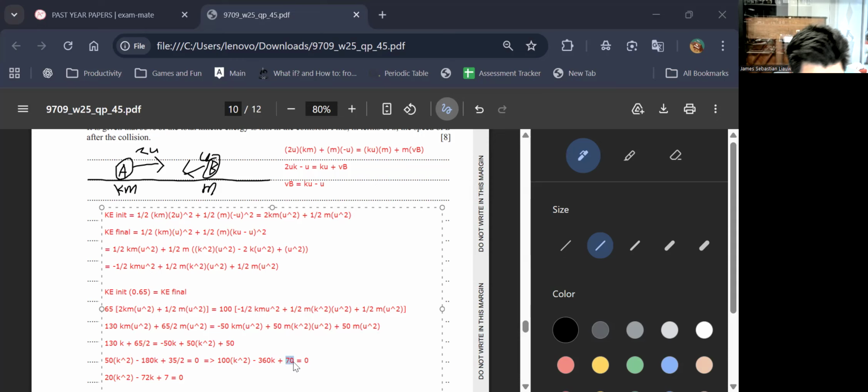Oh wait, yeah, this is 35. So 100k squared minus 360k plus 35 equals 0. That simplifies because we divide everything by 5. So you get 10k minus 1, 2k minus 7 equals 0. So k is 0.1 or k is 3.5.